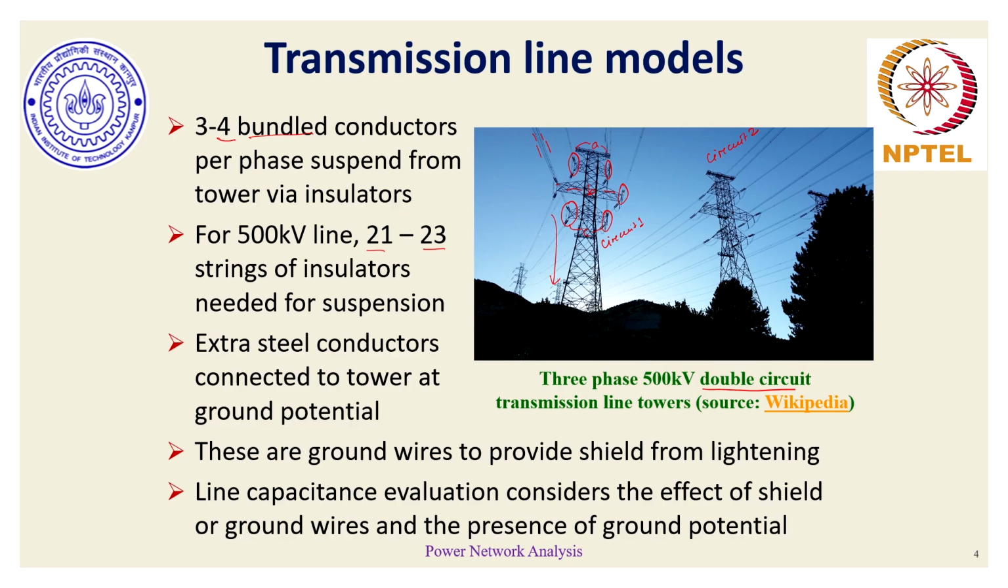There are also extra steel conductors, which is probably visible over here. These conductors are placed on top of the tower and they act as a good guard against lightning, providing shielding or protection to the transmission lines as well as the tower. And the impact of this ground wire is already incorporated while considering or evaluating line capacitance. So given these typical transmission line towers and models, some of these towers could also act as transposition towers.